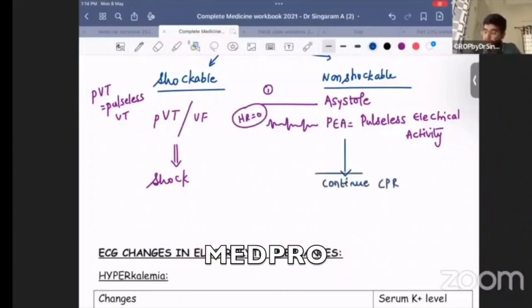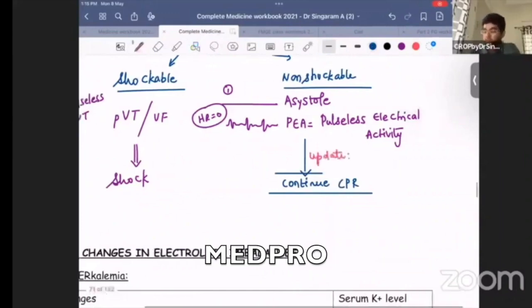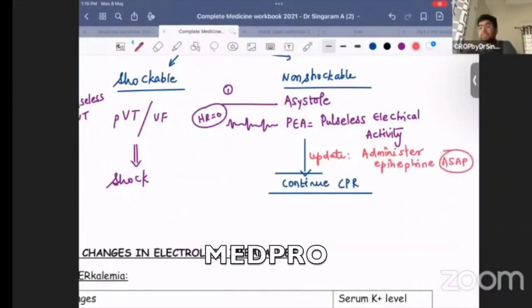But do you know what is the update which has come? The update is saying very clearly now that for all non-shockable rhythms, you have to administer epinephrine. You have to administer adrenaline or epinephrine as early as possible. Then only you continue CPR.